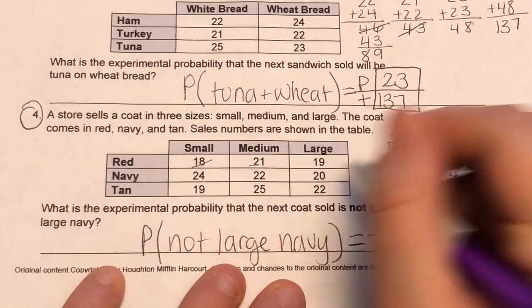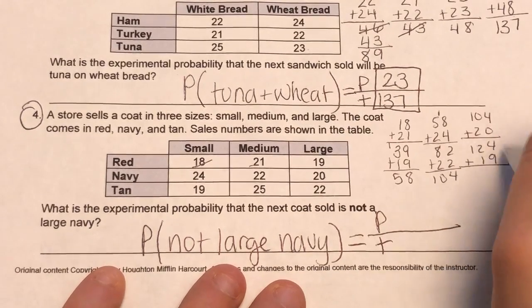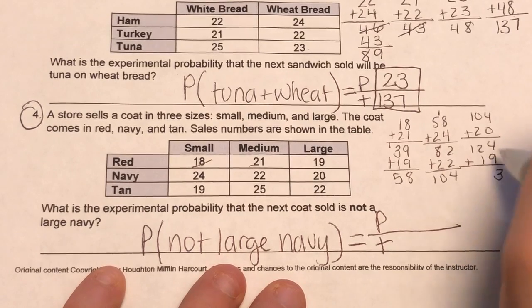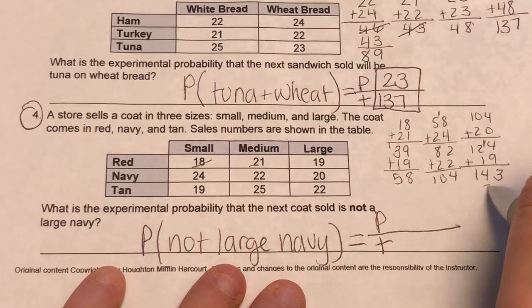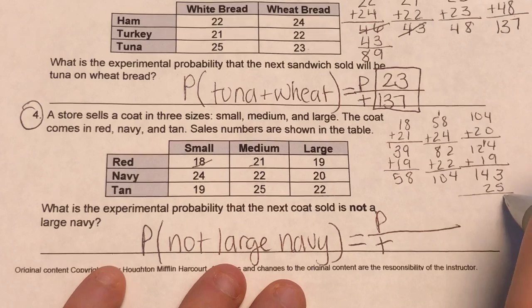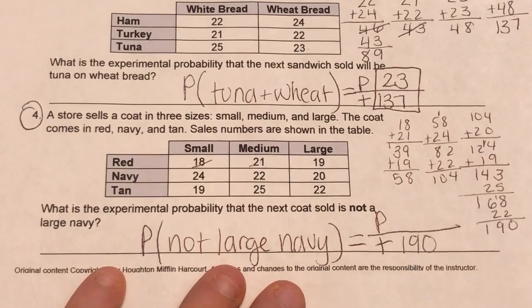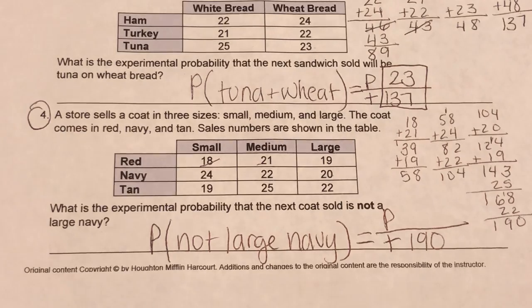And I'm done with the 20, so I'm going to go to the 19. 4 plus 9. And that gives me 143. So I'm at the 25. 168. And I get 190. Okay.